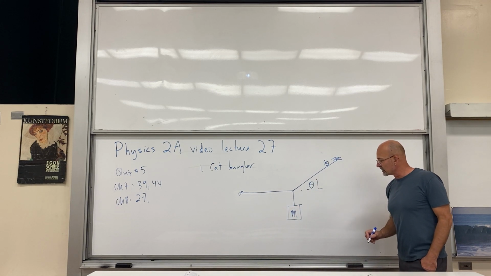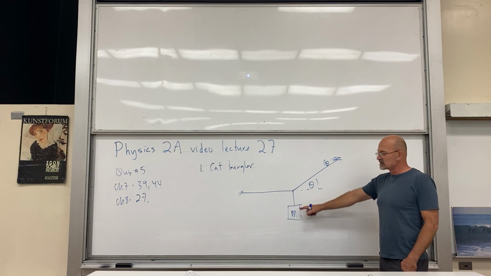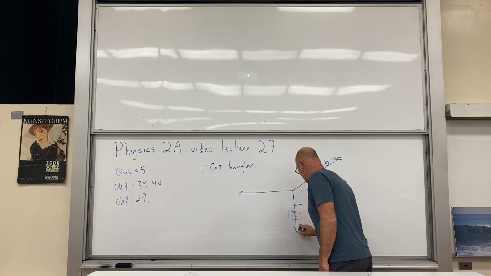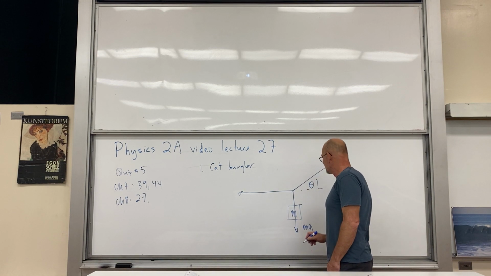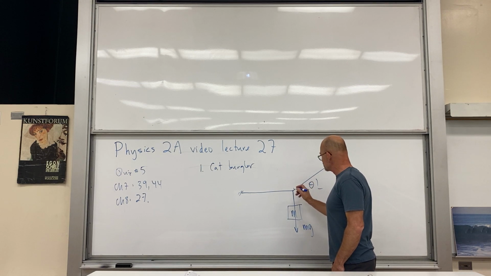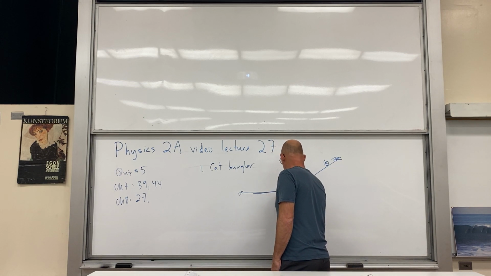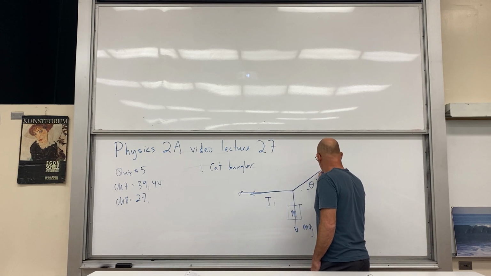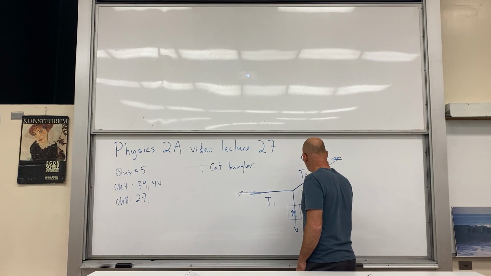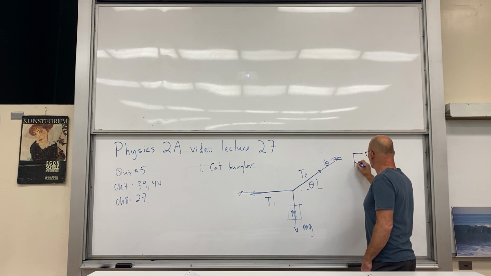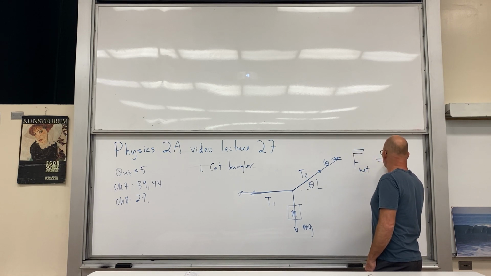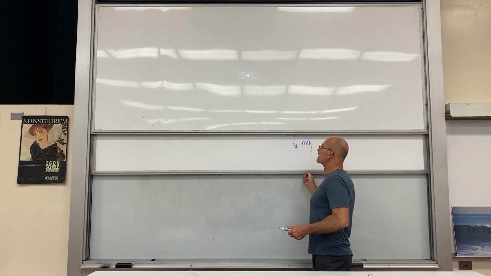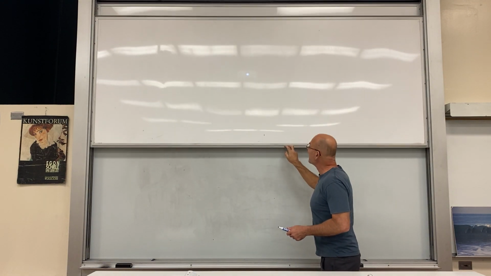Of course, you have to remember mg. In fact, I may have just put the newtons there. So the force, of course, we have mg, and we have two tensions, T sub 1 and T sub 2, and the net force is equal to 0. We're not going anywhere. So let's go ahead and set that up.